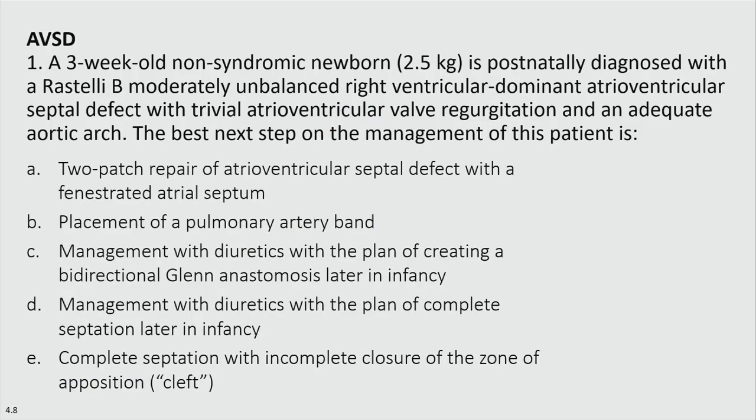So question: a 3-week-old non-syndromic newborn, 2.5 kilos, postnatally diagnosed with a Rastelli B, moderately unbalanced right ventricular dominant AV canal with trivial AV valve regurgitation and an adequate aortic arch. The best next step in the management of this patient is: a 2-patch repair with a fenestrated ASD, a PA band, management with diuretics until a Glenn, management with diuretics until later septation, or complete septation with an incomplete closure of the cleft.